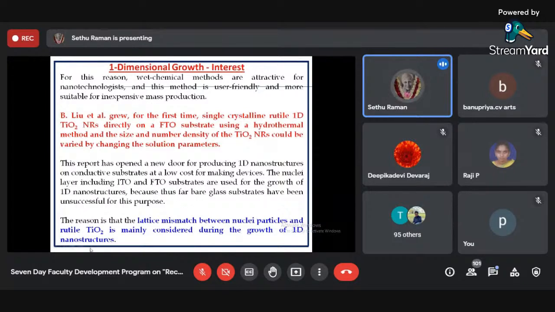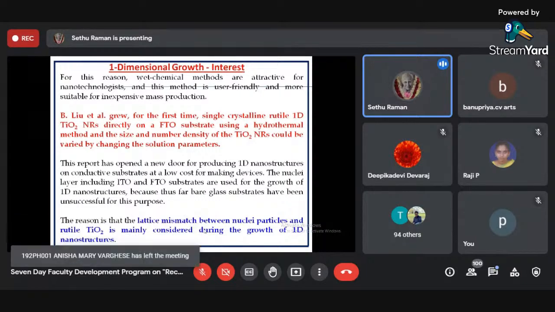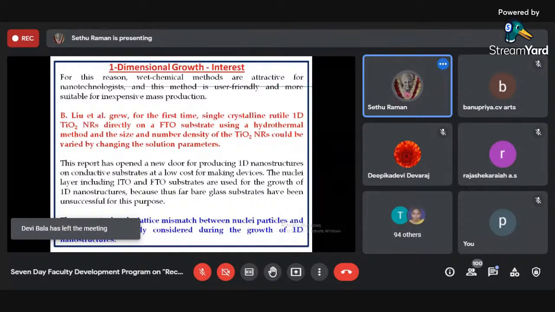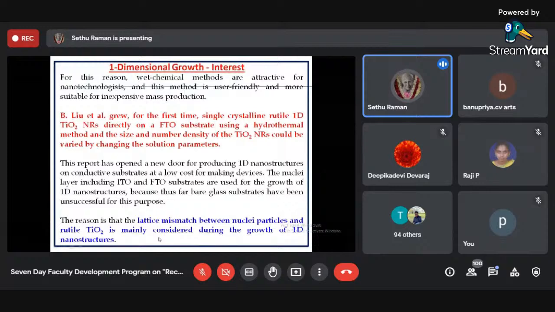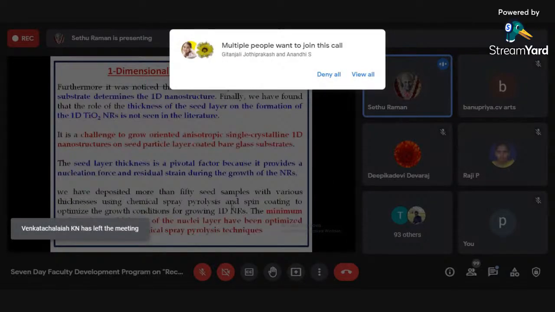These FTO and ITO layers generally act as a seed layer for the preparation of one-dimensional nanostructures, but a bare glass substrate makes it quite difficult to form one-dimensional nanostructures. That's why people are always thinking about preparing them on bare glass substrate using a simple seed layer concept. In the seed layer concept, we create a lattice match between the nuclear particles and the rutile one-dimensional TiO2 nanostructure for the growth of one-dimensional nanorods.